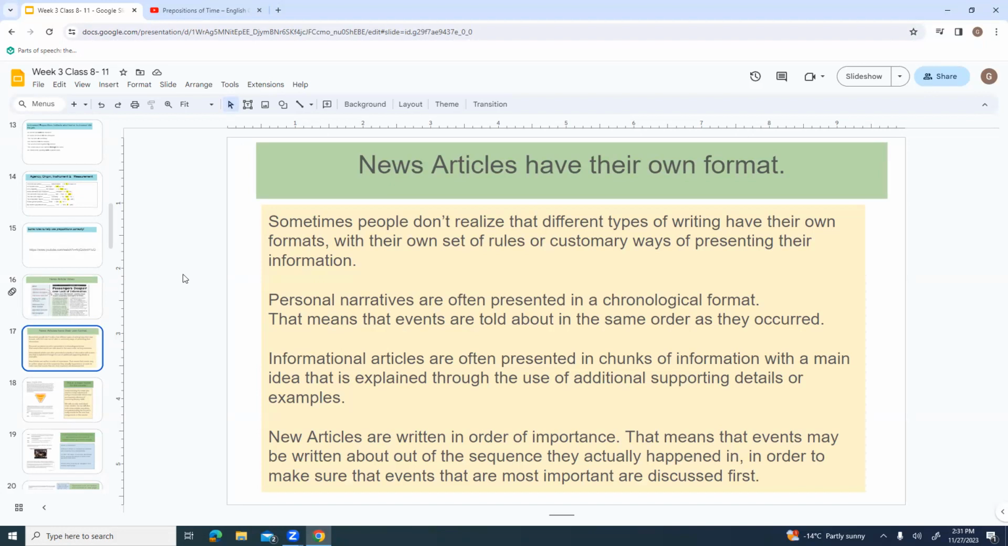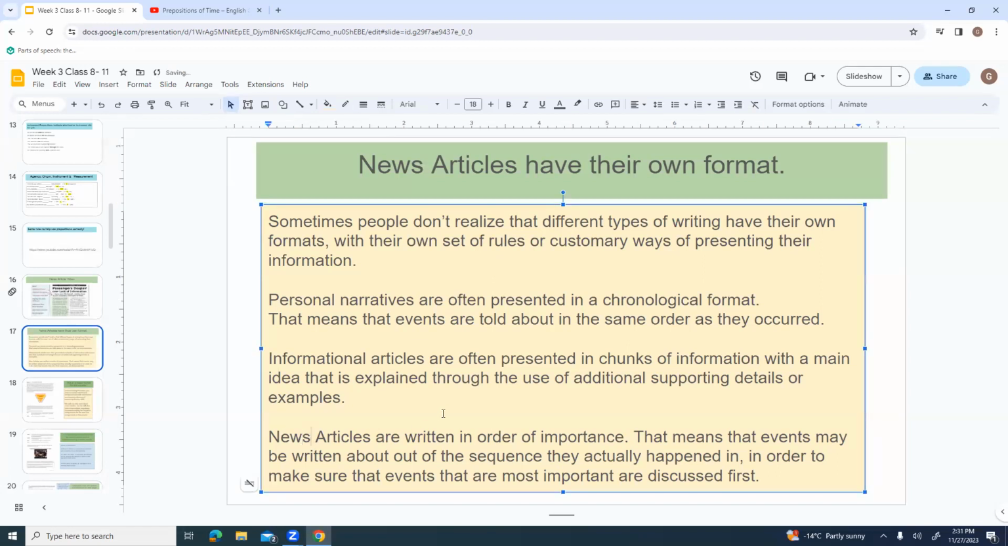Personal narratives, for example, are often presented in a chronological format. This means that events are told about in the same order as they occurred. Informational articles like science books or history books might be presented in chunks of information with like a main idea that's then explained through the use of additional supporting details or examples. But news articles are generally written in order of importance. This means that events may be written about out of the sequence they actually happened in order to make sure that the most important events are discussed first.